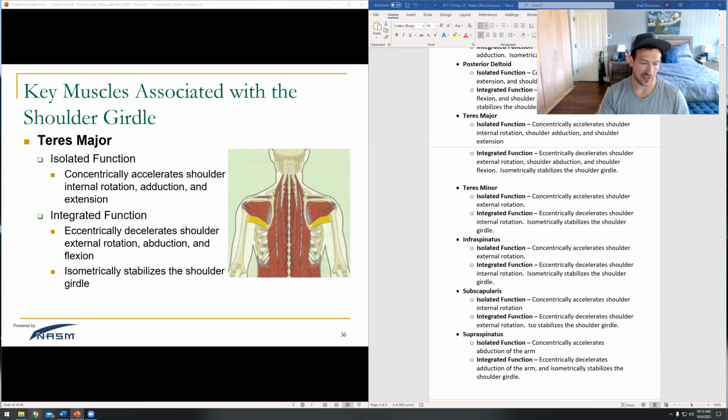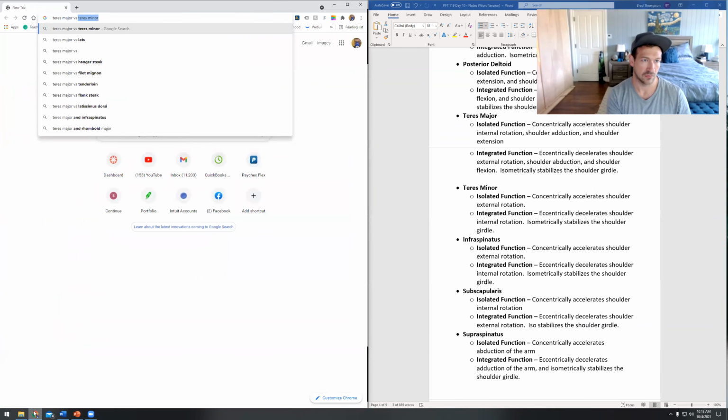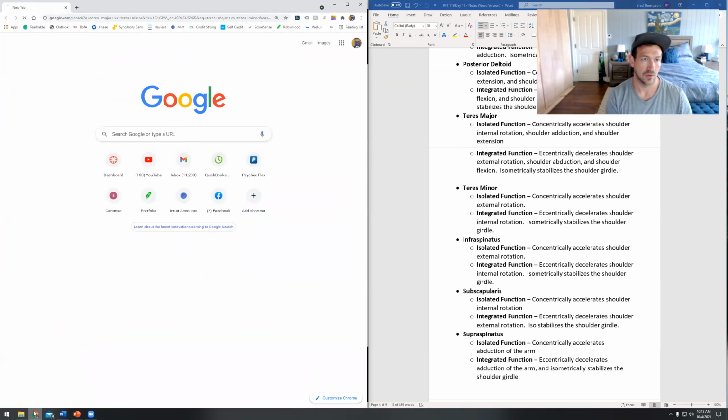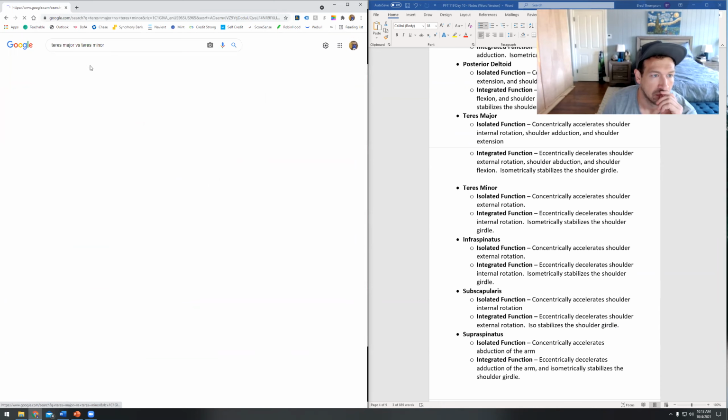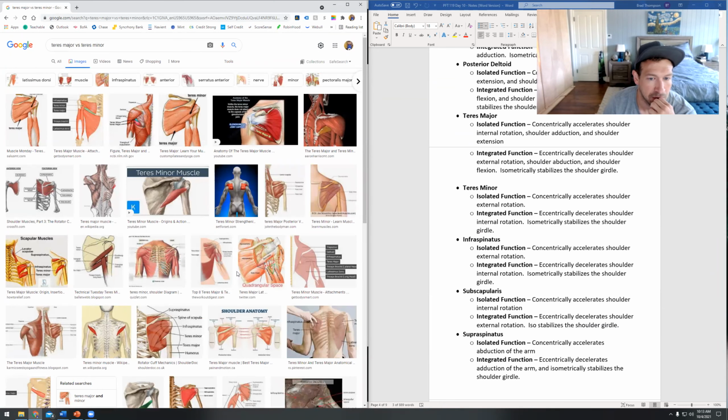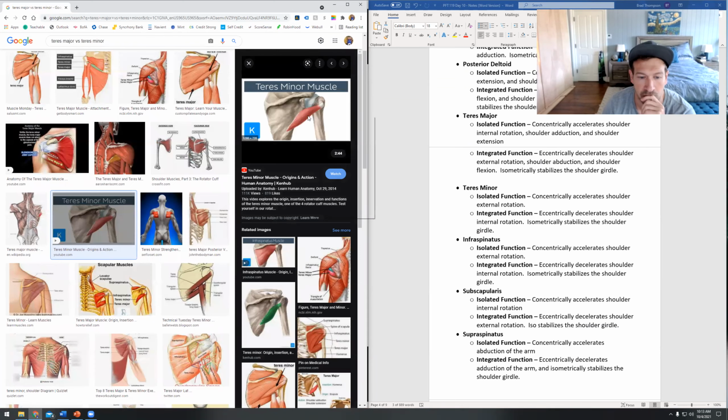If we actually look at like, let's see if I can find like a top-down image. Well, okay. Grab that, and then we'll just go teres minor by itself.